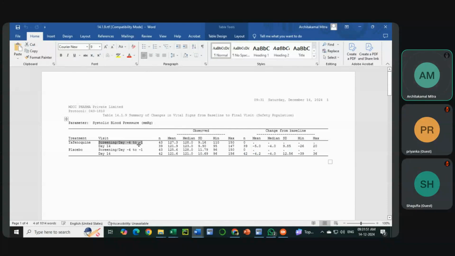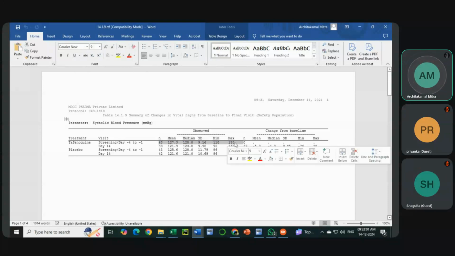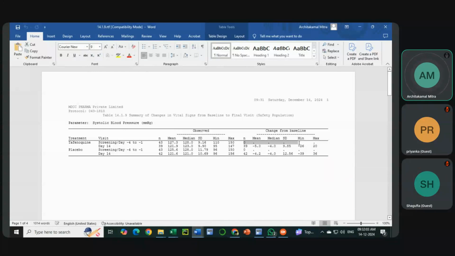If you see one thing very clearly, Priyanka and Shagufta, for screening it's the baseline. That's why you only get the observed part. Do you get the change from baseline part? It will always be zero, right? Yes, because you are considering the baseline visit for all the participants. That will obviously be zero because we don't have a value. But the moment you come to day 14, you have this value. So 39 people are there.